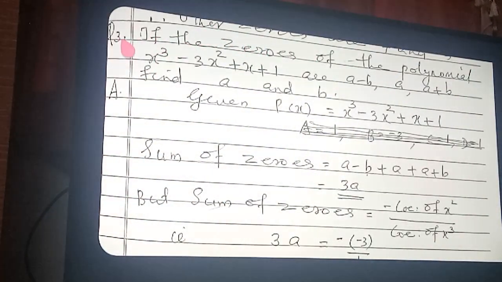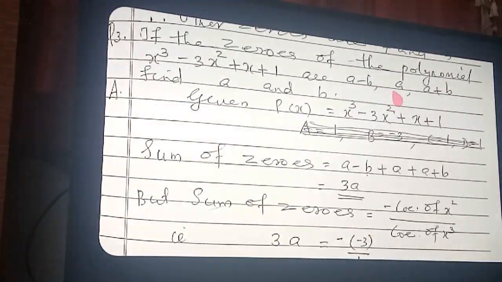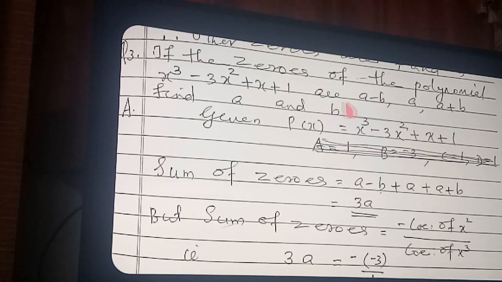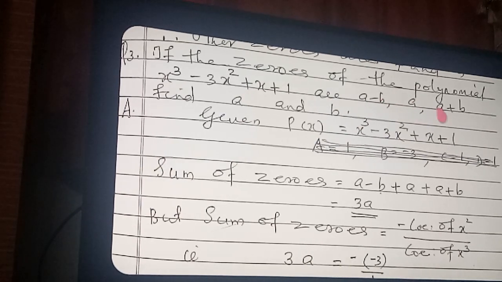Okay. Now the third sum. I told you I wrote only the first four sums. Now the third sum. If the zeros of the polynomial x cube minus 3x square plus x plus 1 are a minus b, a and a plus b, instead of alpha, beta, gamma, they are given the zeros directly. This is the first zero a minus b and this is the second zero a. The zeros are a minus b, a and a plus b. Find the value of a and b. So very easy to do.